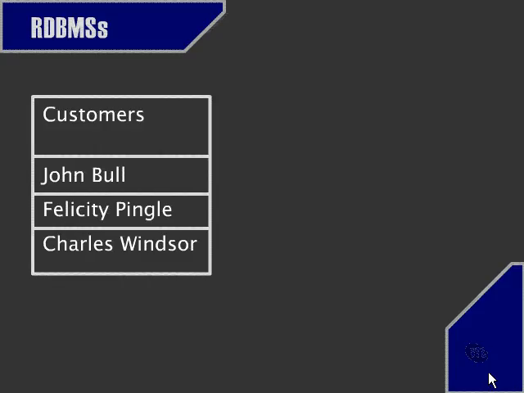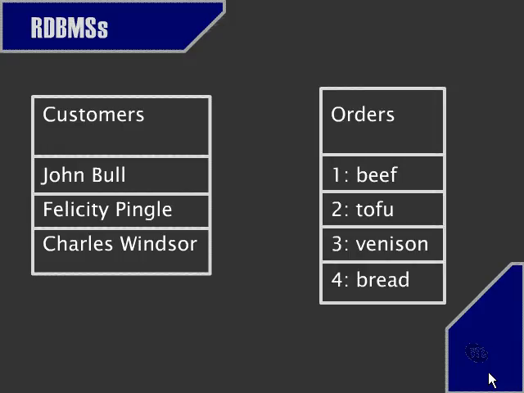What we do is we separate the customers into one table and the orders into another. When each order is placed, we use a relationship between the orders table and the customers table to determine which of the customers made the order. We'll look at exactly how this happens much later on.